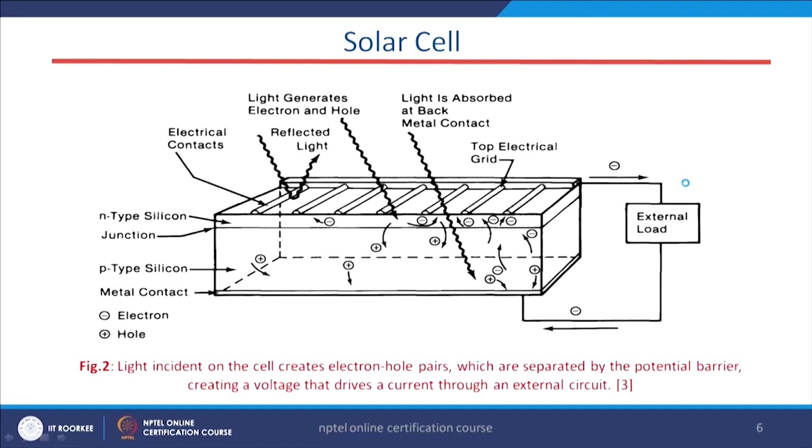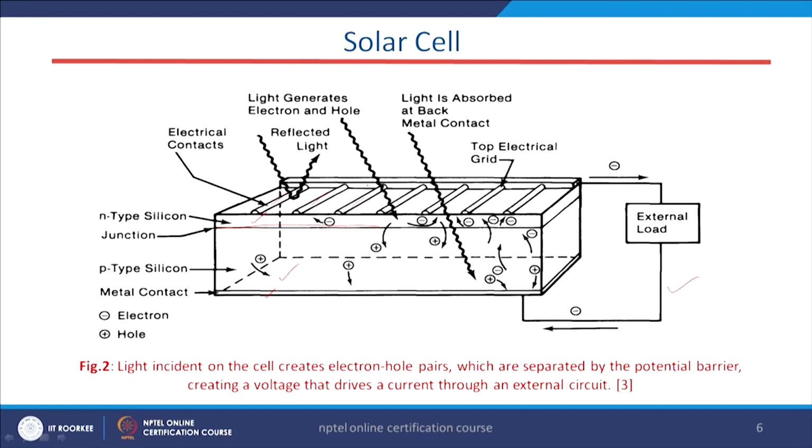Now, this is the principle of how it works. I have shown a very simple schematic diagram of this solar cell. Here is N type silicon, and this one is P type silicon, and this is the junction. On both sides we have metal contacts, and these are the electrical contacts.